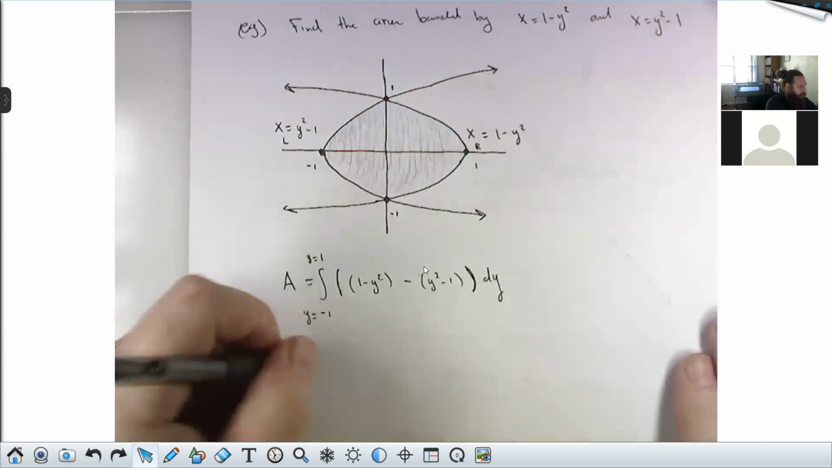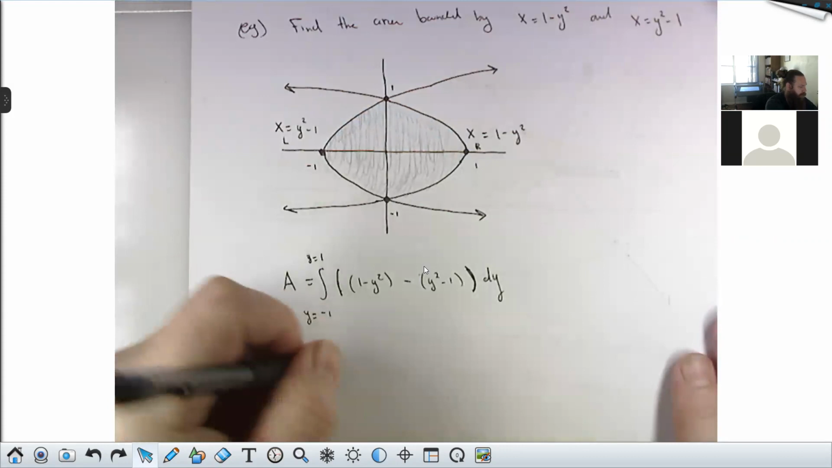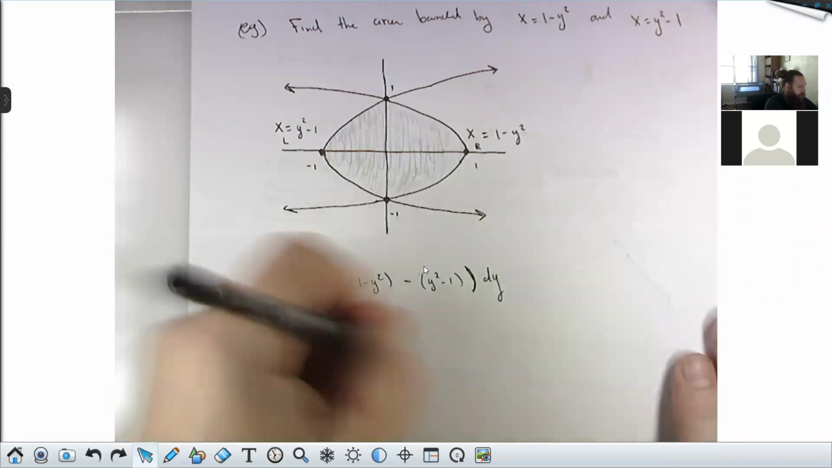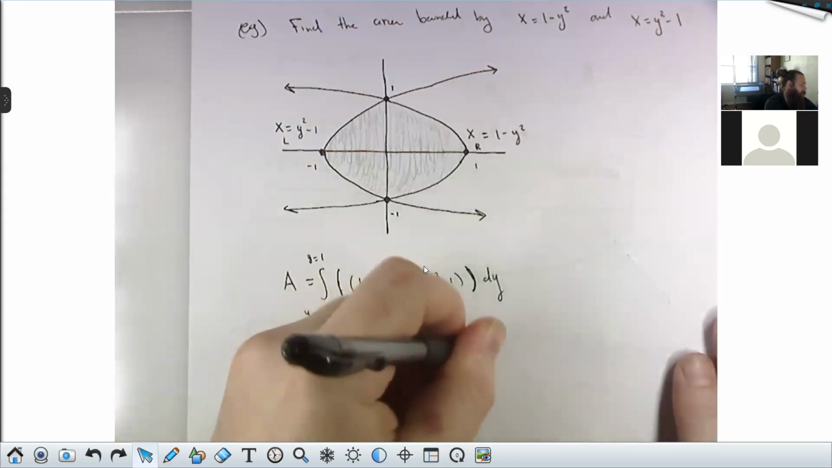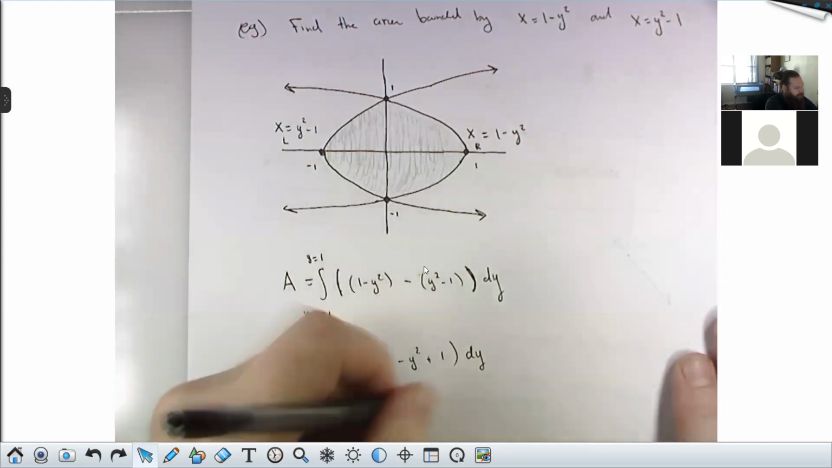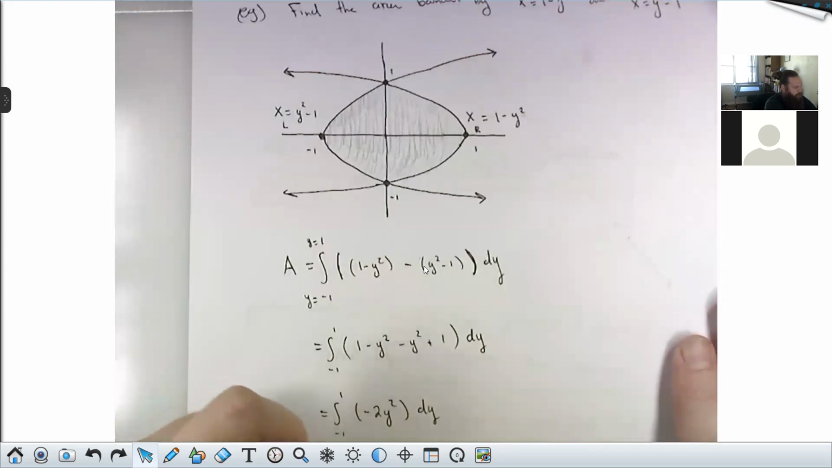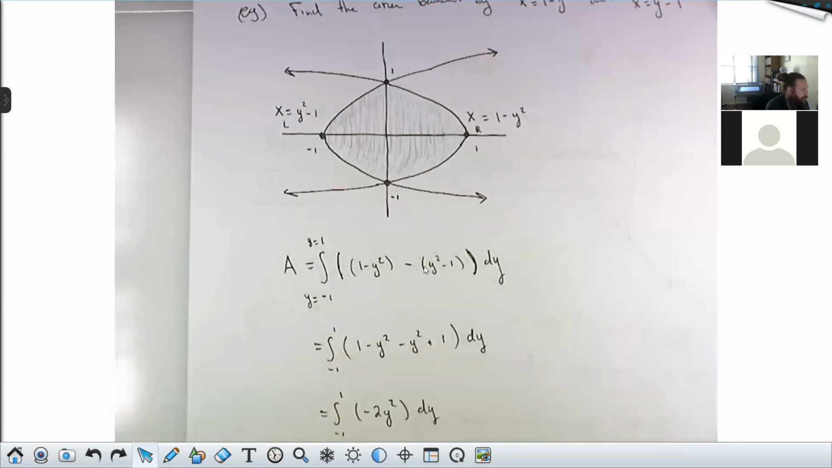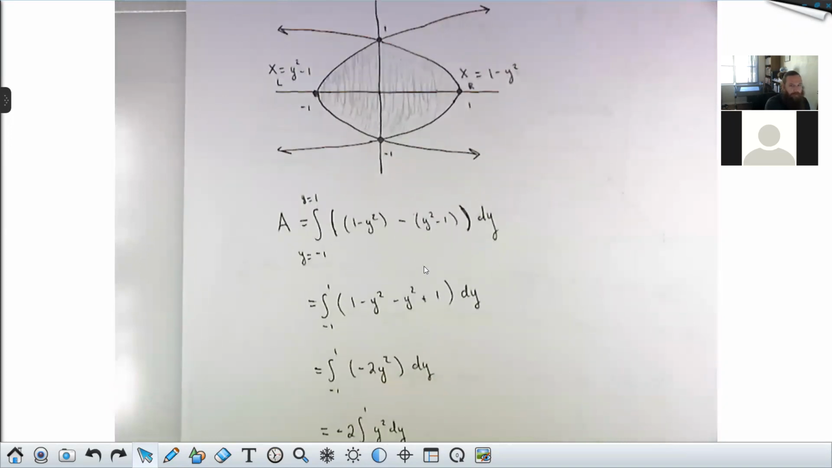Again, we're just integrating a polynomial. So this is the integral from -1 to 1 of 1 minus y squared plus 1, just distributing the negative. The ones cancel. And we have the integral from -1 to 1 of -2y squared. Combine your like terms. You can pop out the -2. And you have the integral from -1 to 1 of y squared dy. Questions so far?